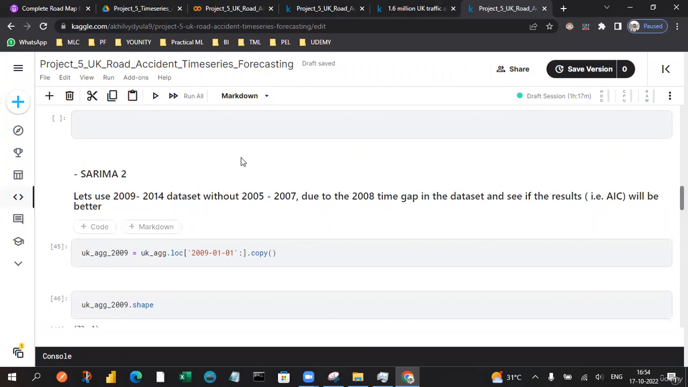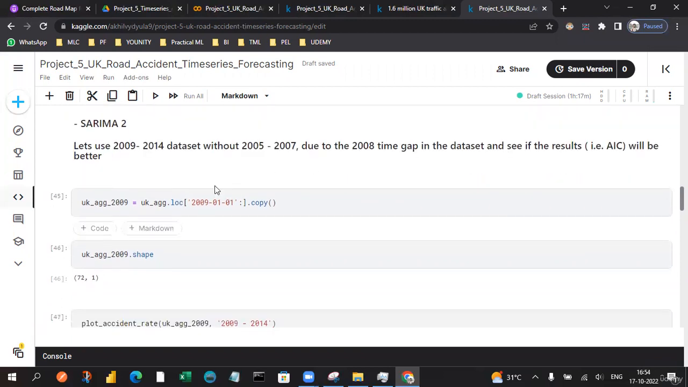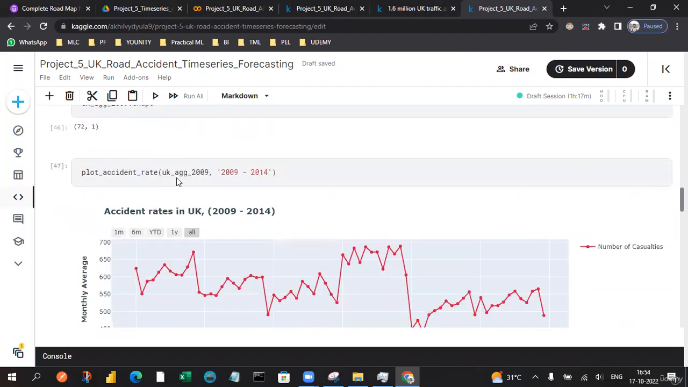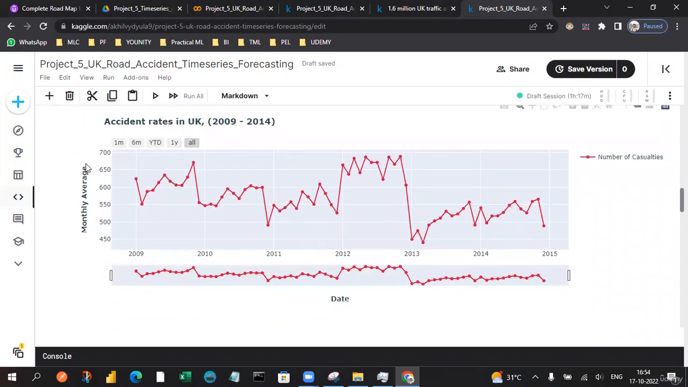Let's also try the SARIMA model with a time gap in the data sets we have, so that the AIC value will be better when compared to what we had. I'm just taking the 2009 data sets onwards, so that we can control the solution, instead of taking from 2005.